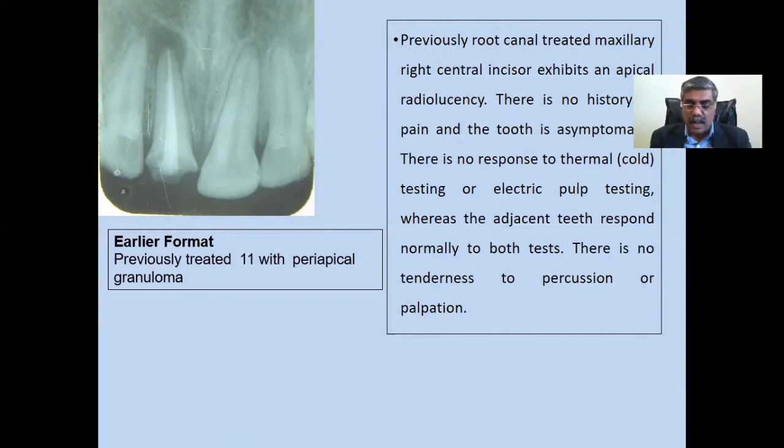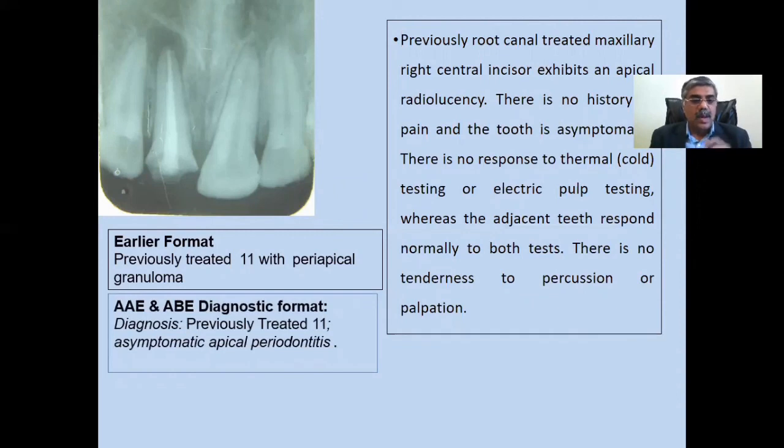The same can be diagnosed in AAE format like this: previously treated 1-1. So for the pulp, we are giving a clear indication that this is a previously root canal treated tooth. And it is asymptomatic apical periodontitis. Why is it asymptomatic? Because there is no response to the thermal stimuli as well as percussion. And it is apical periodontitis because there is a periapical radiolucency. So this is how we make a diagnosis in the traditional pathological aspect and the recent clinical aspect.